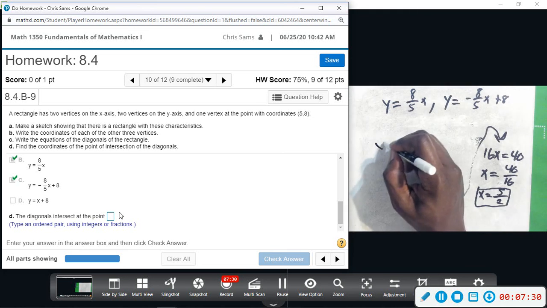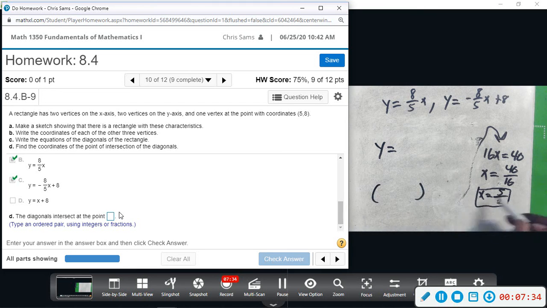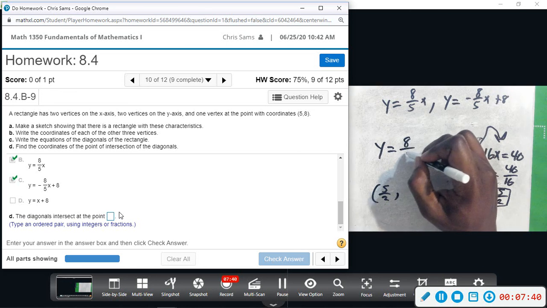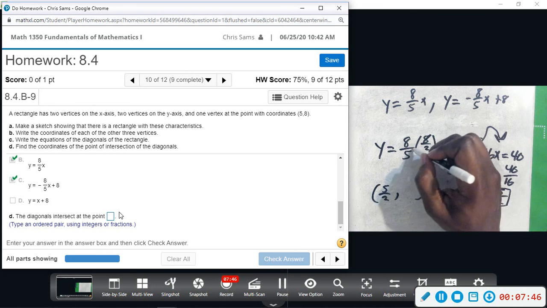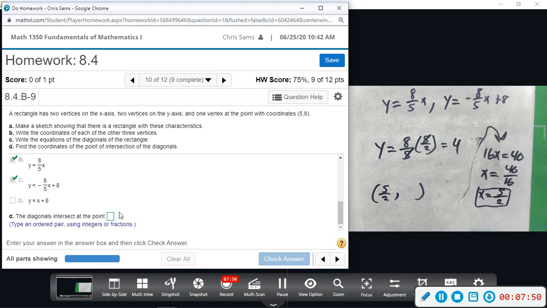So we have y equals, now the ordered pair where they intersect, the x value is 5 over 2. We're trying to find the y value now. So we have 8 over 5 times 5 over 2. Okay, the 5s will divide. 8 divided by 2 is 4. Okay, so the y value is 4. So they will intersect at 5 over 2 and 4.